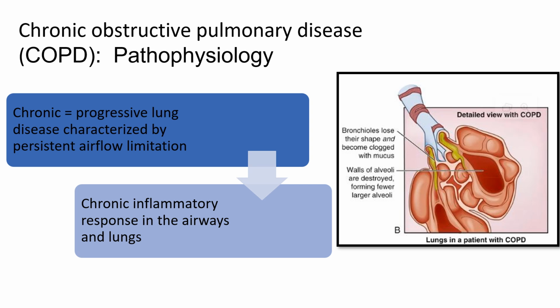So the walls of the alveoli are destroyed, forming fewer alveoli, and they begin to become out of shape. Bronchioles lose their shape as well and become clogged with mucus.